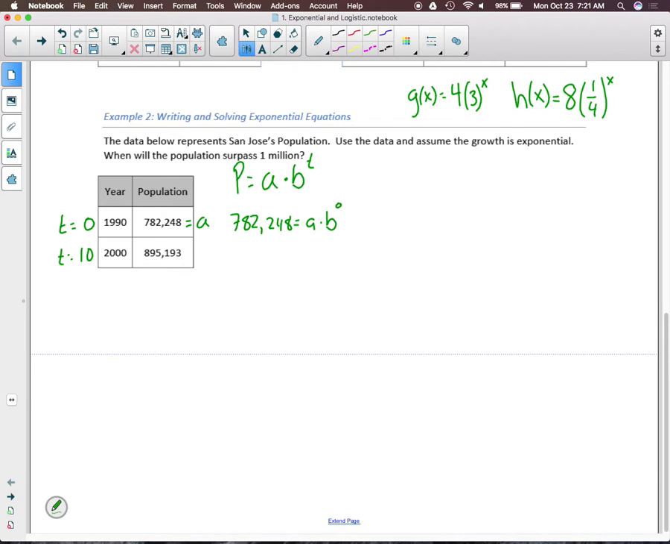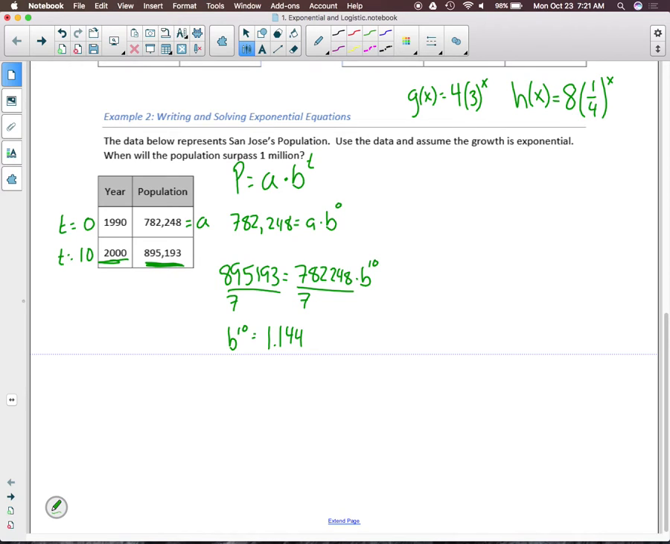So what I really want to figure out next is, what is the B value? I'll use this point to help me figure out the B value. So I'll have 895,193 equals my A value, which is 782,248, times B raised to the 10th power, because now t is 10. I can use my calculator to help me out, because these are big numbers. I can't do them in my head. So I'm going to divide both sides by this number. That's going to give me b to the 10th equals approximately some number like that. And then all I'm going to do is take the 10th root.